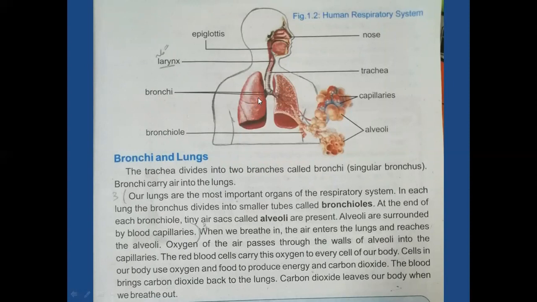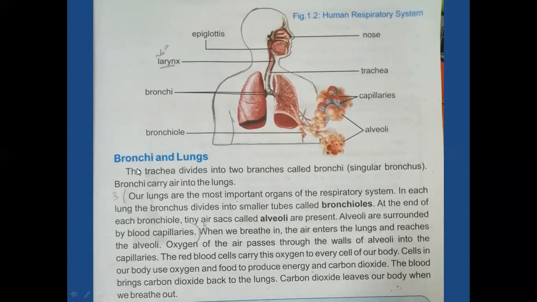And inside the lungs, these bronchi divide into small branches, which are called bronchioles. And at the tip of each bronchiole, tiny air sacs are present, which are called alveoli. And these alveoli are surrounded by blood capillaries.